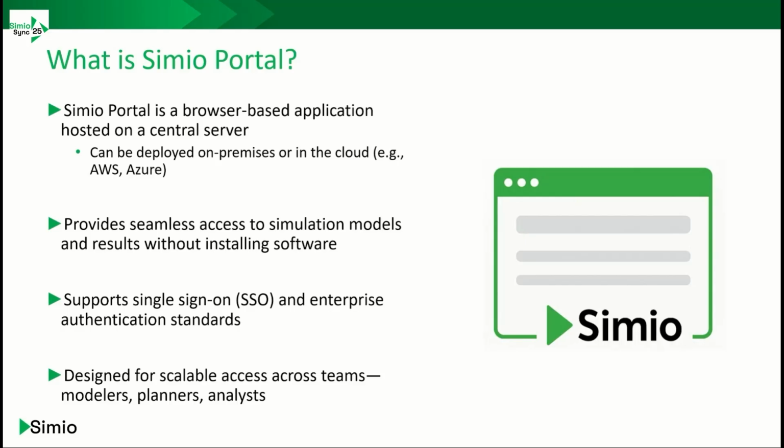The big benefit: Simio Portal gives users seamless access to models and results without needing to install the Simio software. It's the easiest way to share simulations with colleagues who may not have Simio on their machine or any simulation experience at all. Portal supports enterprise-grade features like single sign-on. That means users log in with their corporate credentials and access is managed through your existing identity systems. It's secure, streamlined, and familiar. And because Simio Portal runs on a scalable cloud infrastructure, you're no longer limited to 4 or 6 cores on your laptop. You can deploy it with load balancing and scale to tens or even hundreds of processors and allow multiple users to run complex experiments in parallel.